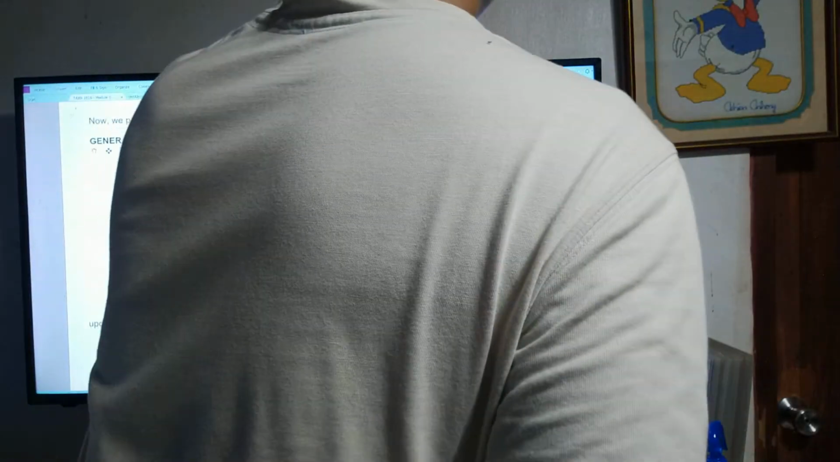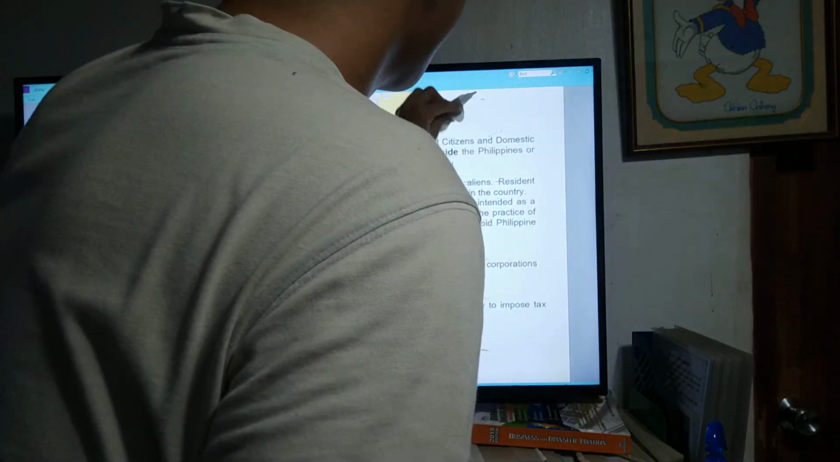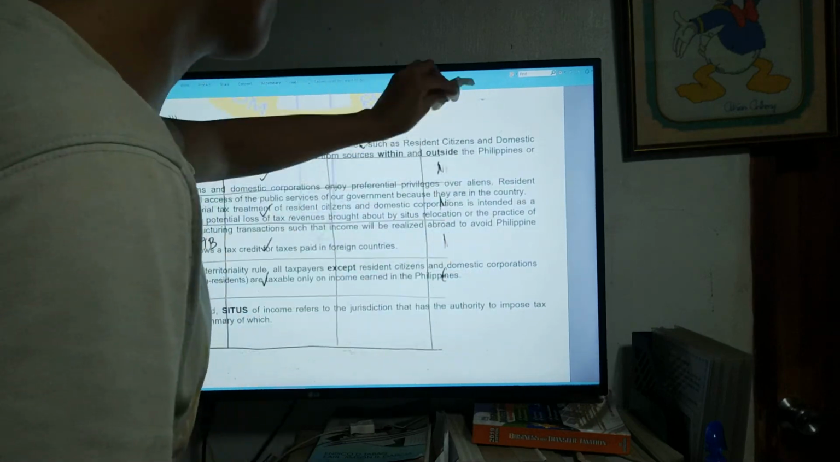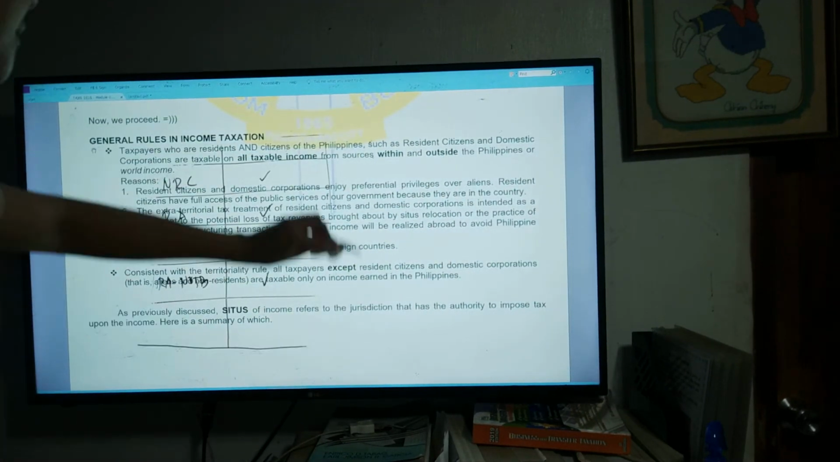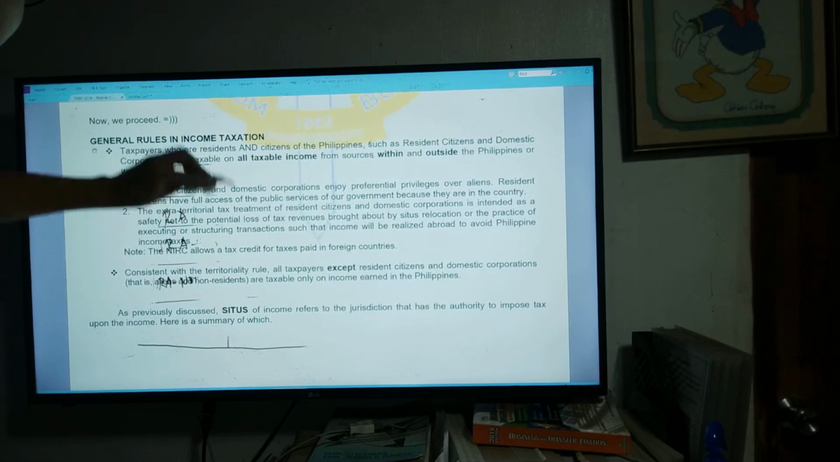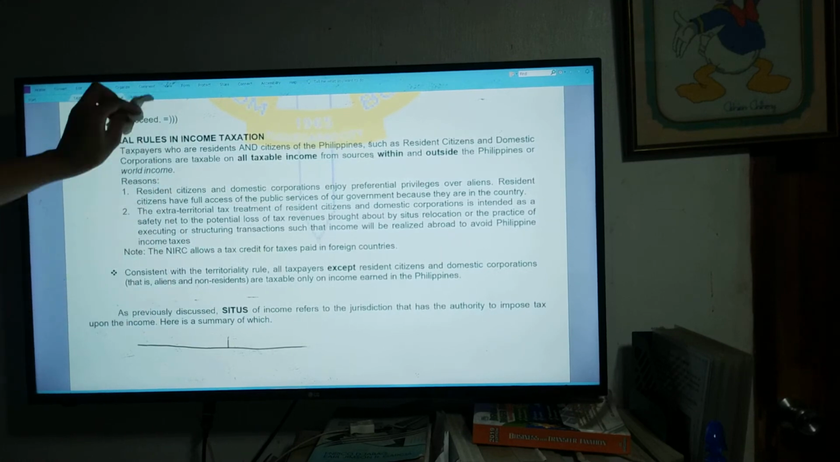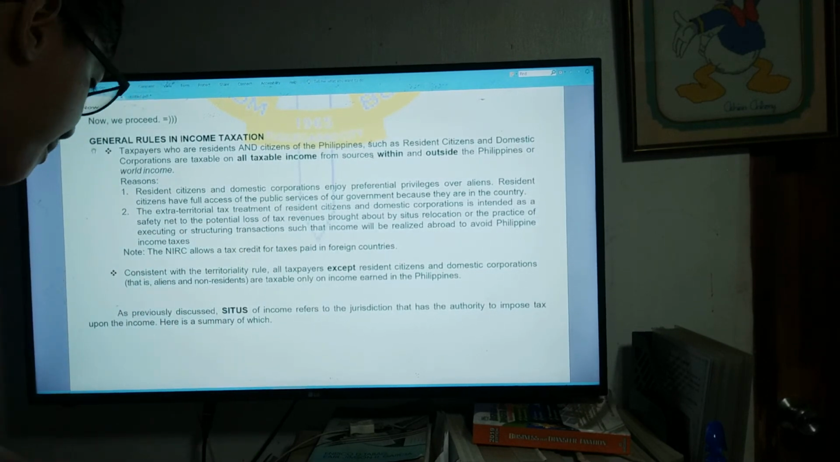Okay, the two main reasons why we do this are the territorial principle of taxes, and of course, the symbiotic principle or the benefits received theory. Yun ho yung dalawang main reason.